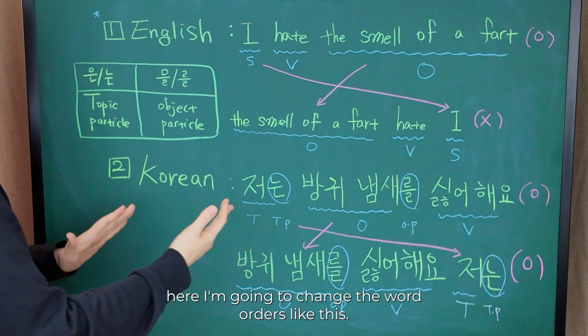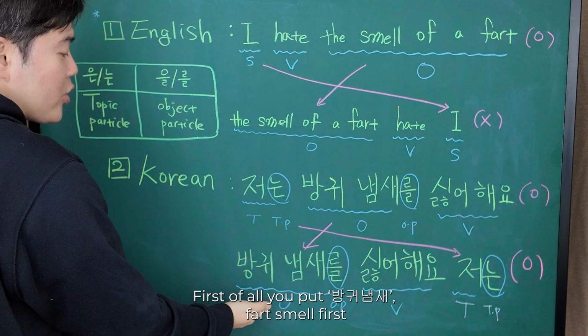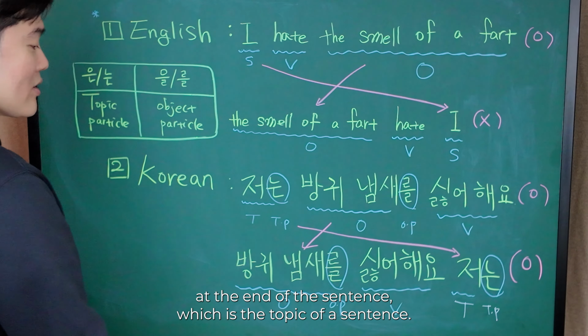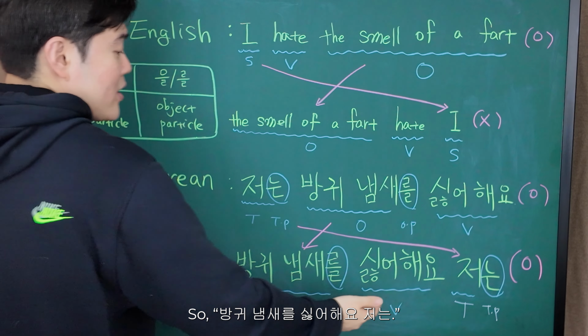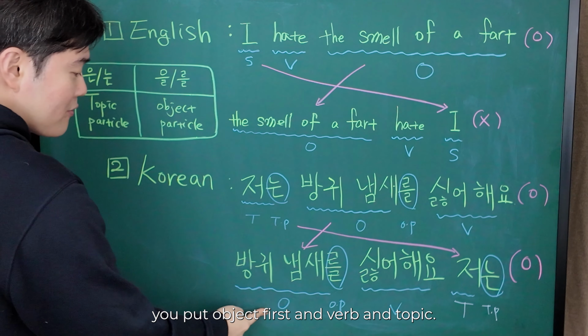Here, I'm going to change the word order like this. First of all, you put 방귀 냄새, fart smell, first, and then 싫어해요, the verb, to hate, in the middle of the sentence, and then you put 저, I, at the end of the sentence, which is the topic of the sentence. So, 방귀 냄새를 싫어해요, 저는. You put the object first, and then the verb, and then the topic.